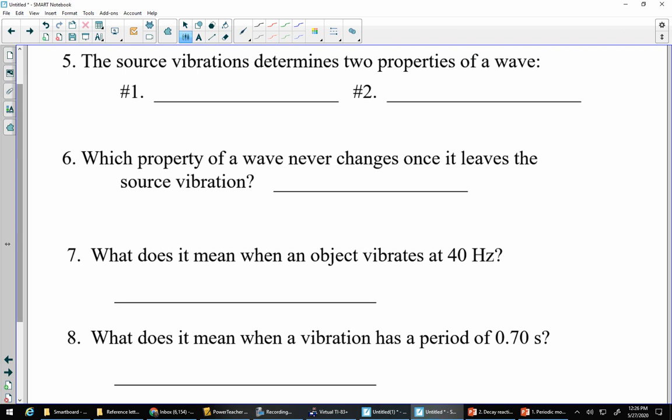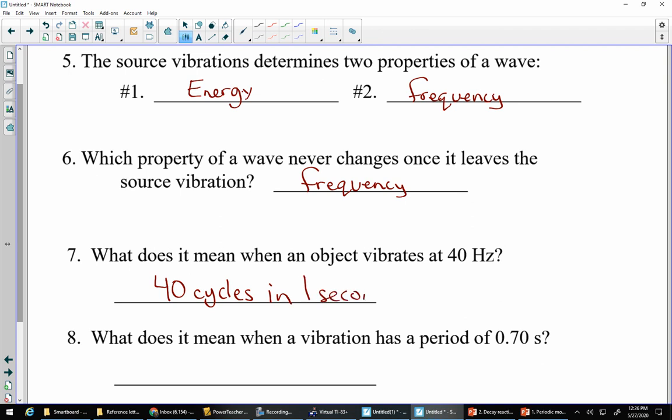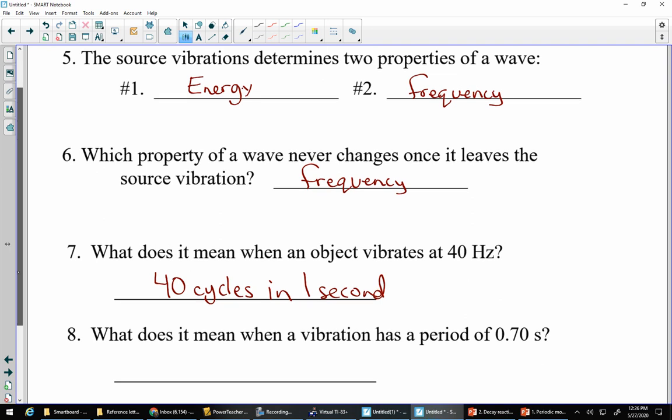Alrighty, so the source vibration does 2 things. It tells us about the initial energy, and it also tells us about the frequency of the wave. Which property of a wave never changes? Frequency never changes. Again, that's after it leaves the source. What does it mean when something vibrates at 40 hertz? That's 40 cycles in 1 second. Awesome.